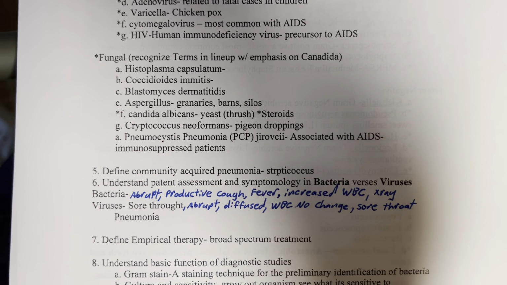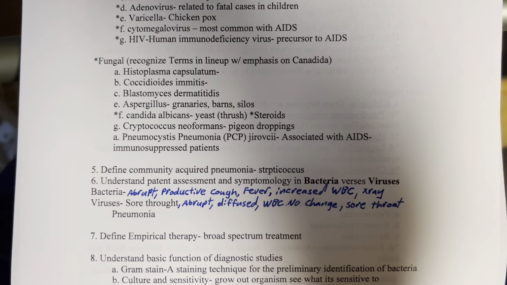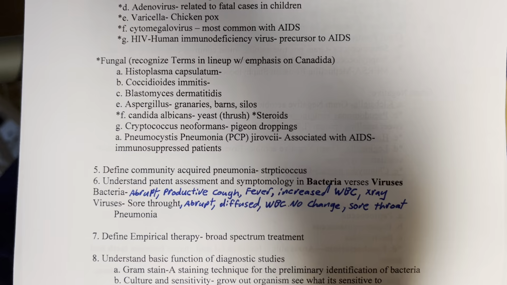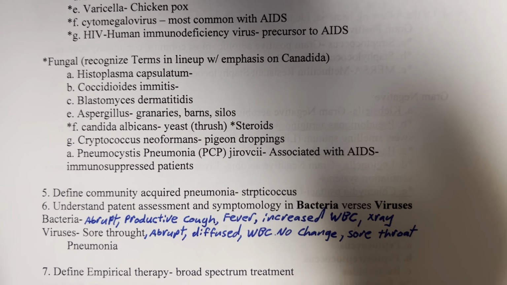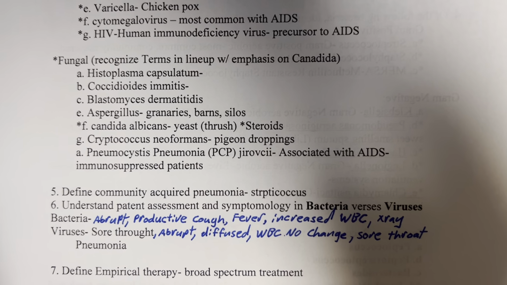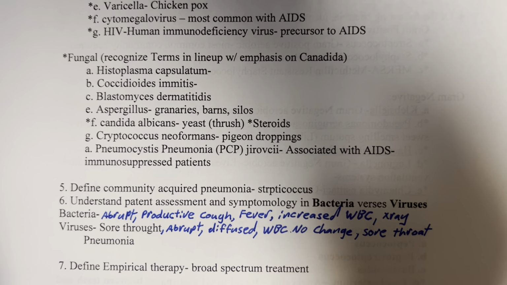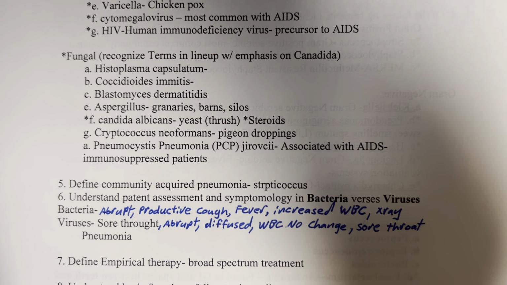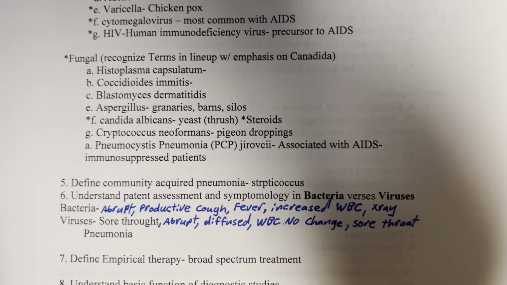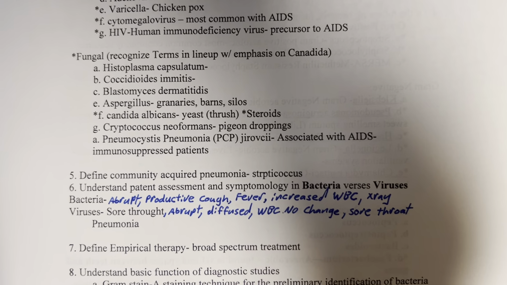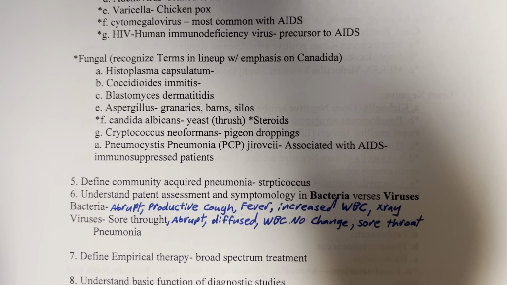Fungal. Recognize these terms in a lineup with emphasis on Candida and Pneumocystis pneumonia, PCP, or jirovecii. Histoplasma capsulatum, Coccidioides immitis, Blastomyces dermatitidis, Aspergillus, Candida albicans, Cryptococcus, Pneumocystis pneumonia.